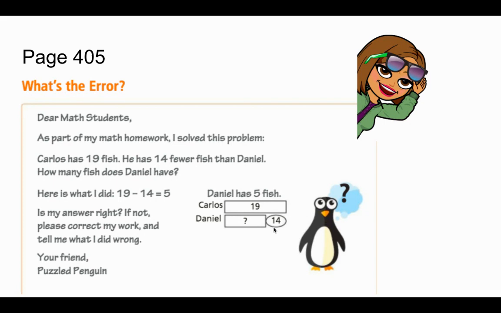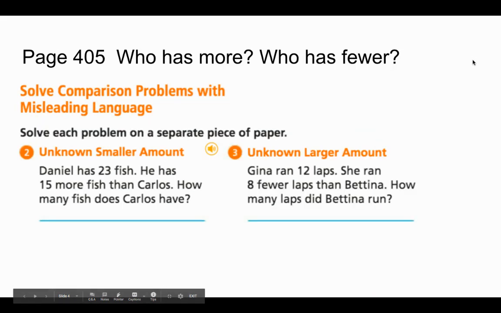And that means to figure out Daniel, we would have to add 19 plus 14, and we would end up with how many he has. 33. 10 plus 10 plus 10 plus 3. 33. Third graders, try to make those tens. That's how I do math in my head so quickly. Is my answer correct, Puzzle Penguin? Well, at the bottom of the page, we have some comparison problems with misleading language.